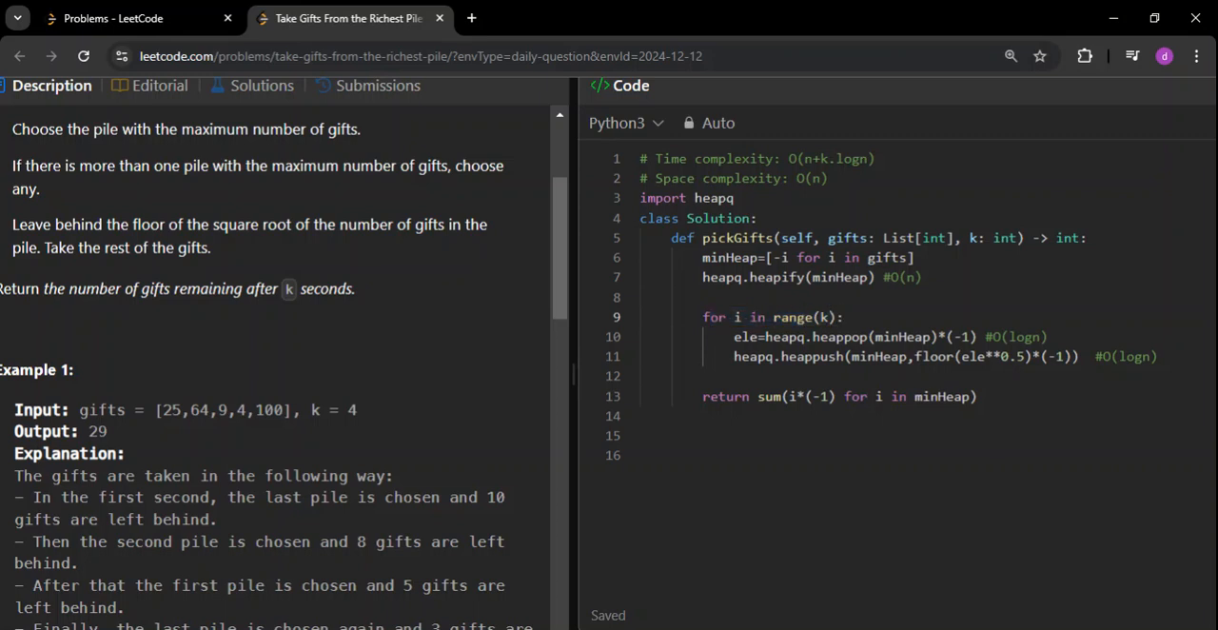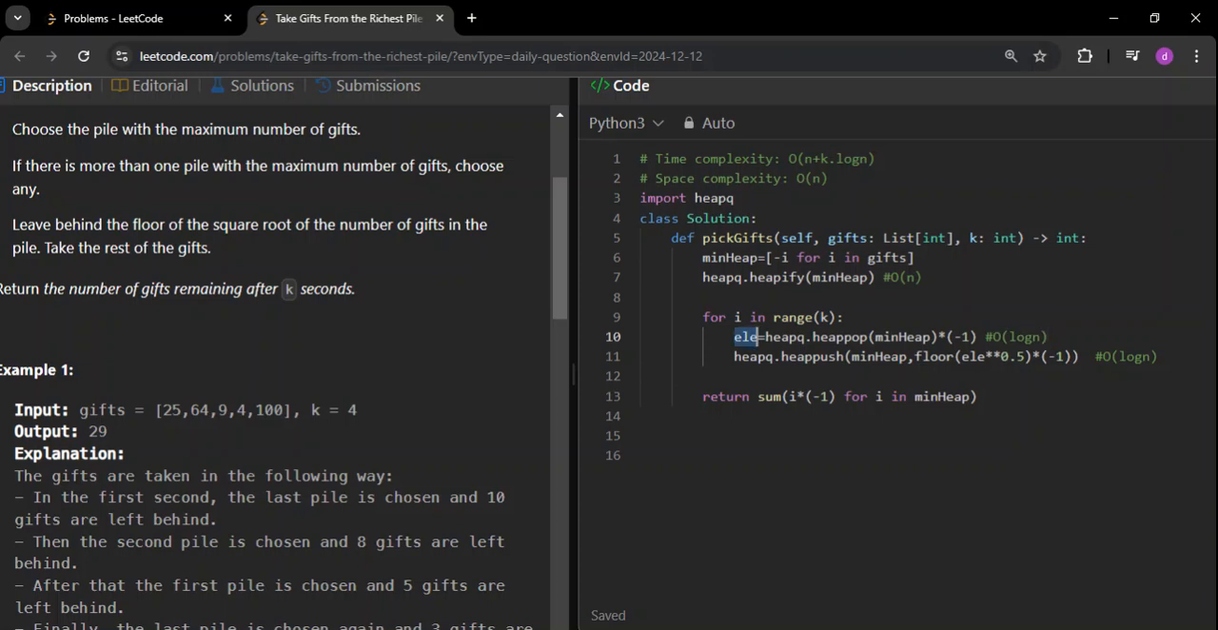For each second, we have to pop the max value. Remember that. For example, 100 being the first value, that will be popped. Once that value is popped, since while inserting I multiplied them by -1, when they're popped out I will again multiply them by -1 to get the original value back. So this will be the original value. Remember, every push and pop operation takes O(log n) time, where n is the current number of elements that the heap has. As simple as that.